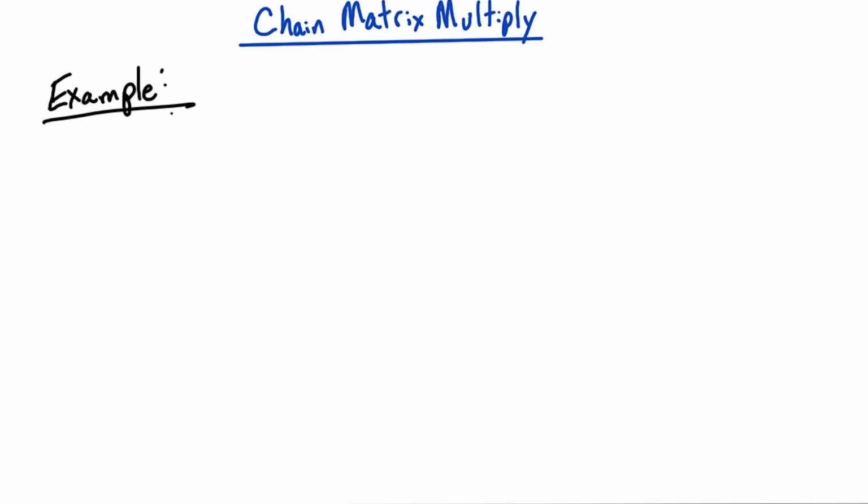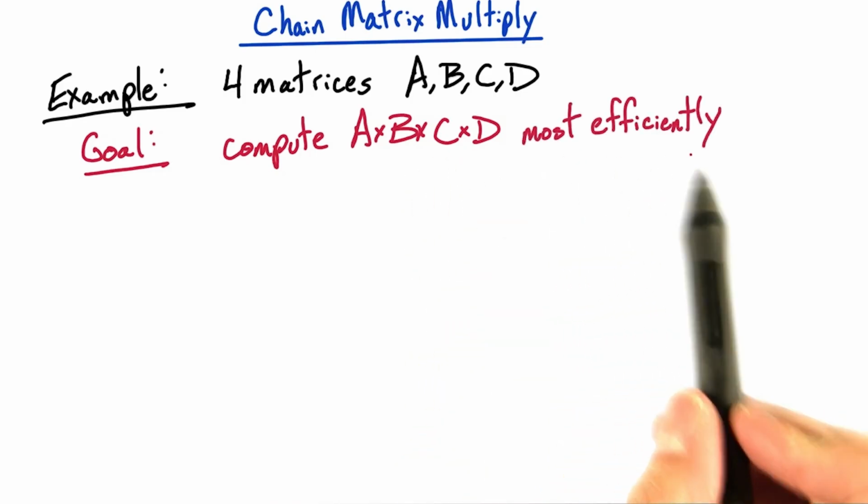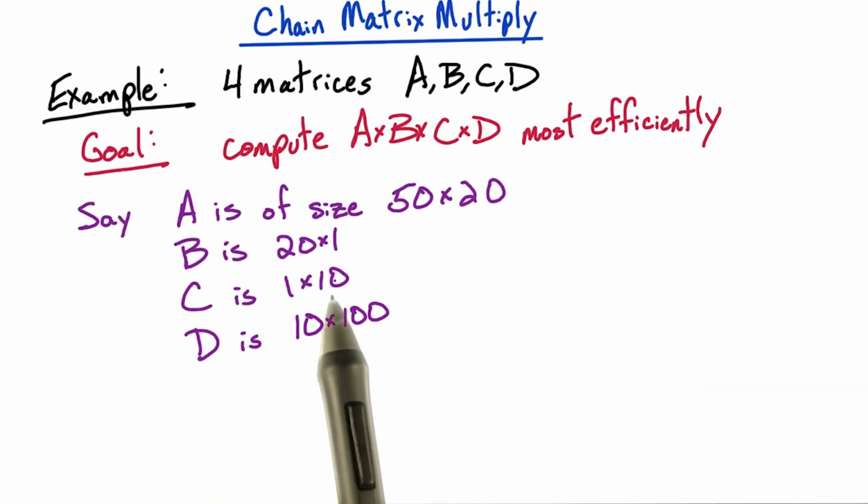Our example will have 4 matrices, A, B, C, D. Think of these matrices as having integer values for the entries. Our goal is to compute the product of these matrices, A times B times C times D. And we'd like to do this in the most efficient manner possible. What exactly do we mean by most efficient? Let's look at a specific example.